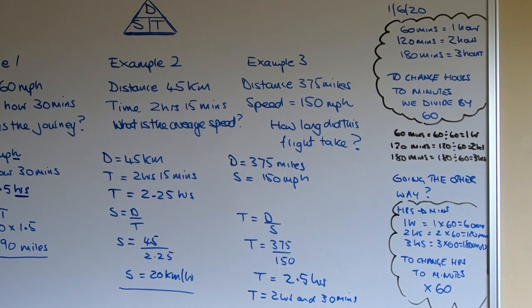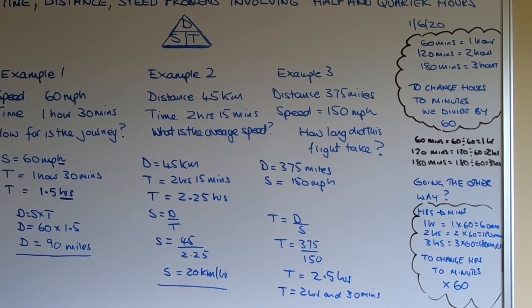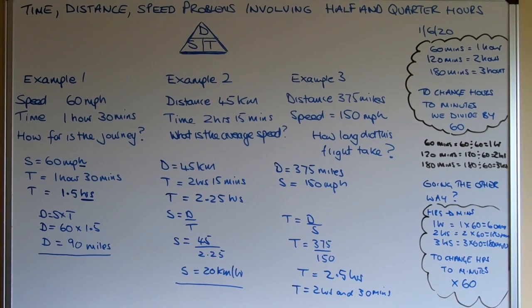Now on the side of the board there, I've looked at it going the other way. If you're changing hours into minutes, 1 hour is 60 minutes, 1 times 60, 2 hours, 2 times 60, 3 hours, 3 times 60. So if you've got hours and you want to change them to minutes, you multiply by 60. So 2.5 is clearly 2 hours and 0.5. So 0.5 times 60, if you put that into your calculator, you would get 2 hours and 30 minutes. So that's these 3 examples.